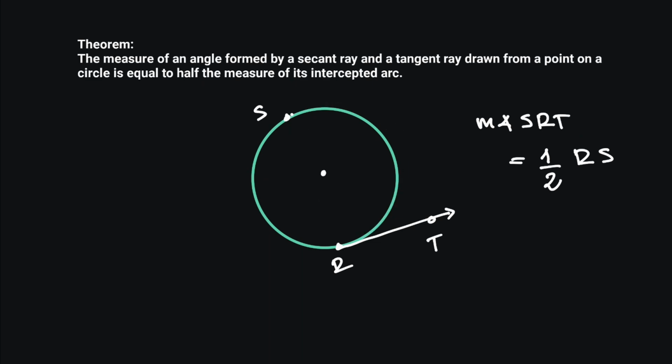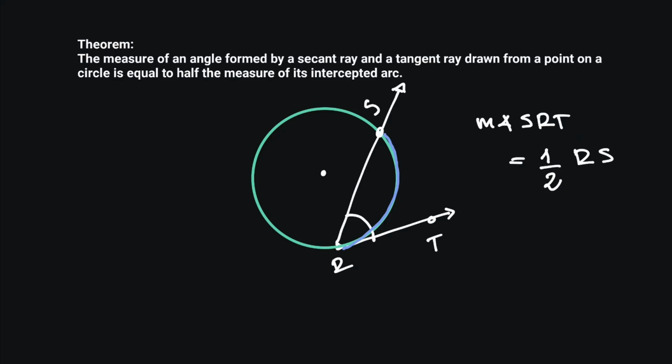But what happens if we draw it differently? What if the secant ray is not there, maybe it's there, and now we have S here. Well, it's exactly the same thing. SRT is the measurement of this angle right here, and it's going to be half of this arc right here, SR. So that is the general idea for this theorem.